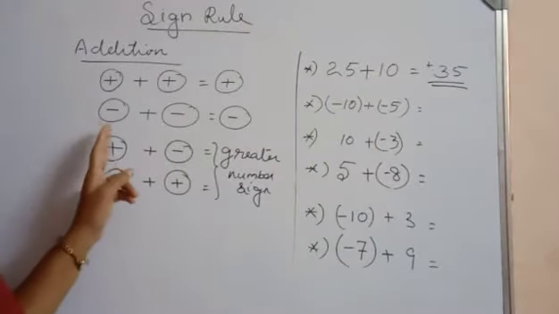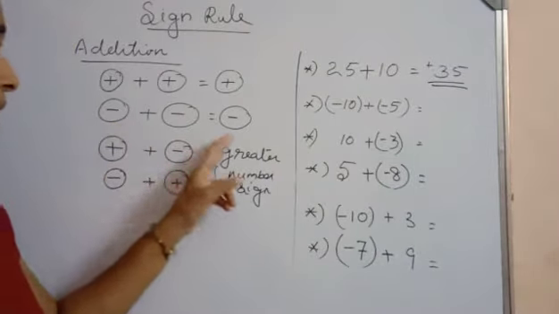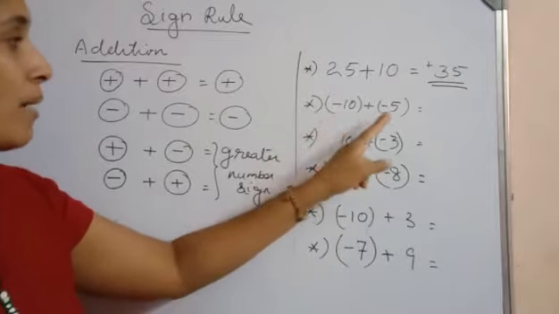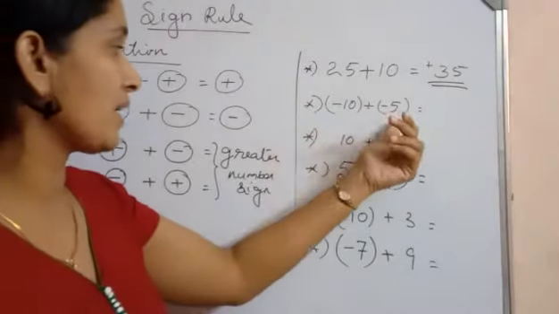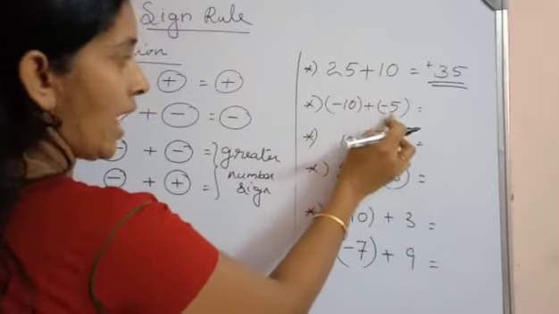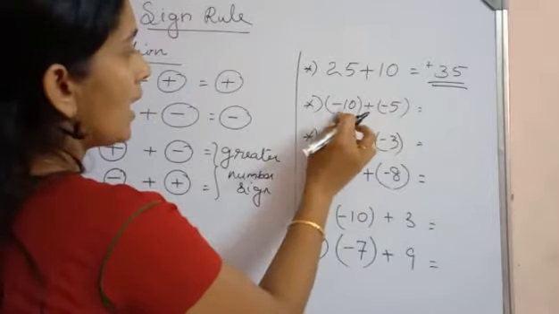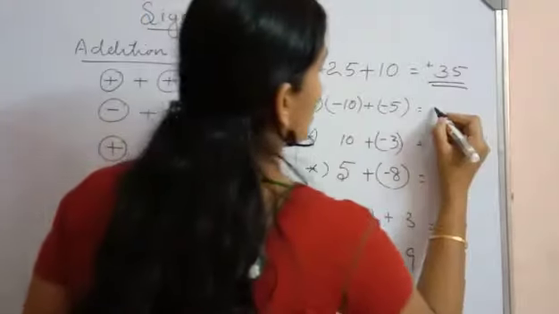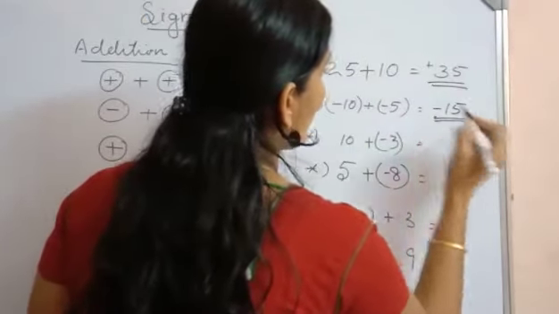And look at the second one, minus plus minus is minus. Here, you have minus 10 and minus 5. Both the numbers are negative. That means both are of the same sign. What do you need to do? You have to add 10 and 5. 10 plus 5 is 15 and give the negative sign. So minus 15 is your answer.